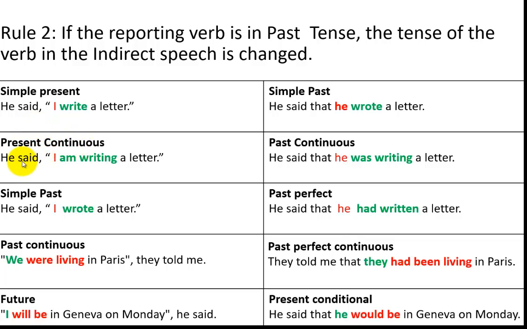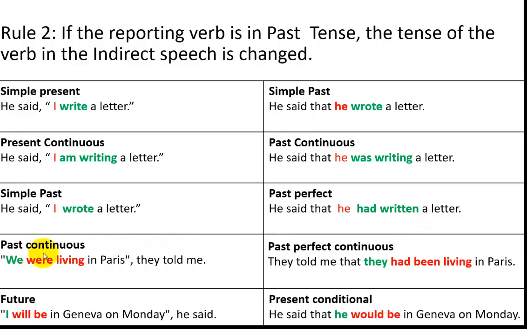Present continuous. He said, "I am writing a letter." Then it will change into past continuous. He said that he was writing a letter. Simple past tense. He said, "I wrote a letter." Then it will change into past perfect. He said that he had written a letter.